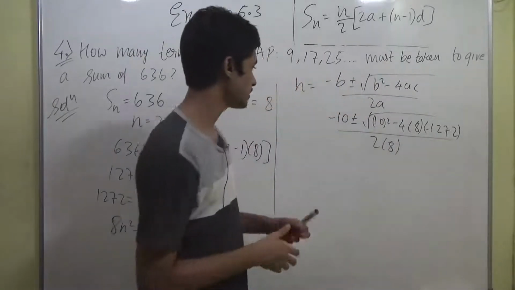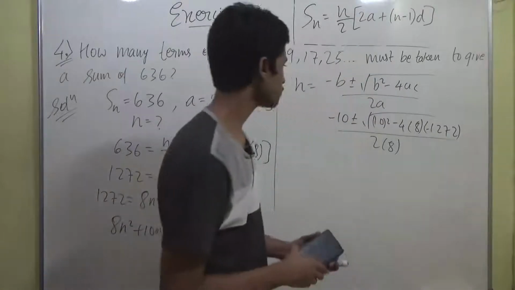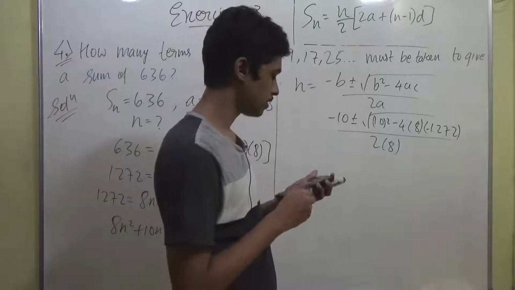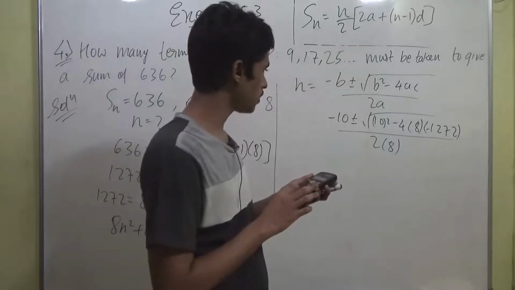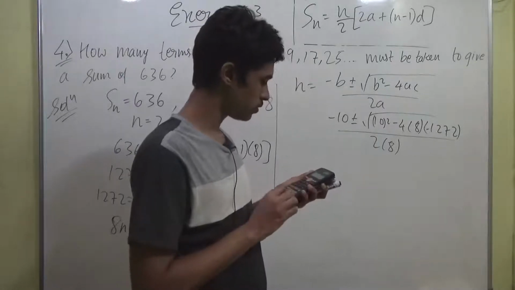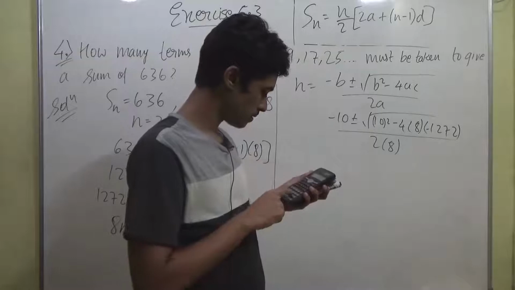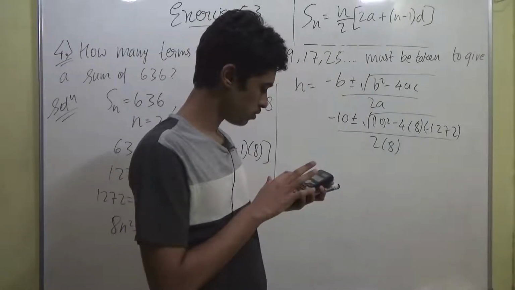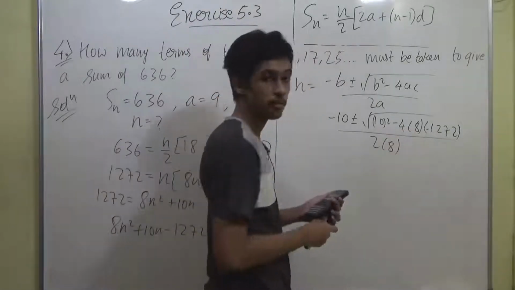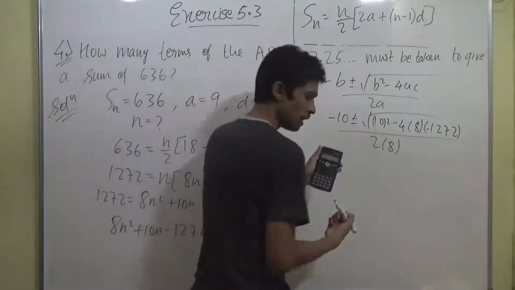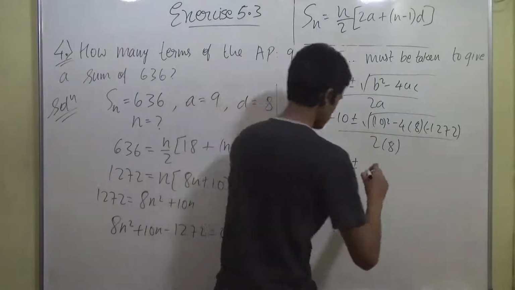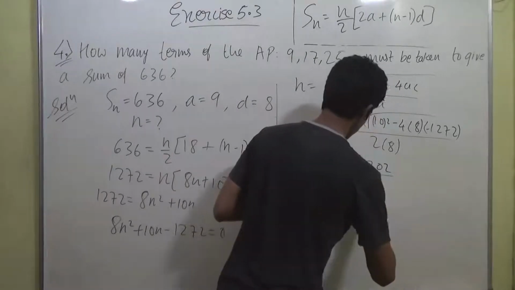Now if I try to solve this, I'll do it in the calculator because I want to save some time. It's going to become 4 into 8 into 1272, plus 100. Now the root of this is 202. So this whole term is going to become 202. I have evaluated it in the calculator. It is minus 10 plus or minus 202 by 16.